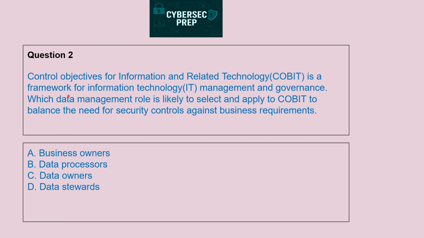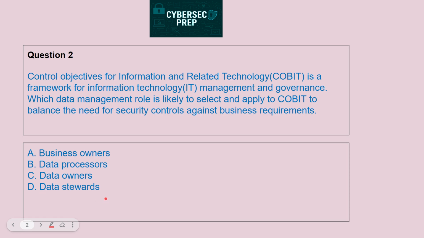Okay, question number 2. COBIT, Control Objectives for Information and Related Technology, is a framework for information technology management and governance. Which data management role is likely to select and apply COBIT to balance the need for security controls against business requirements? We have four options: business owners, data processors, data owners, and data stewards.